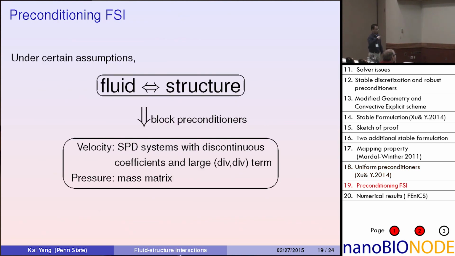Okay, here's a brief summary of the preconditioning strategy we considered. Originally, we have to precondition a coupled system for fluid and structure. By developing those block preconditioners, we just need to precondition the velocity block, which is an SPD system with discontinuous coefficients and a large derivative term. This is the term we added in the norm. It may be quite large. And for the pressure, its mass matrix is easy to precondition.